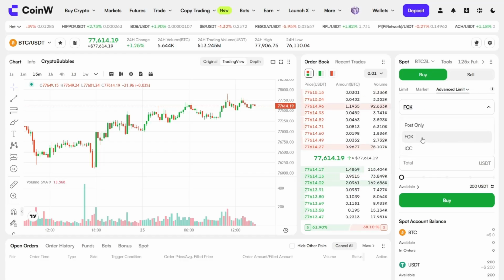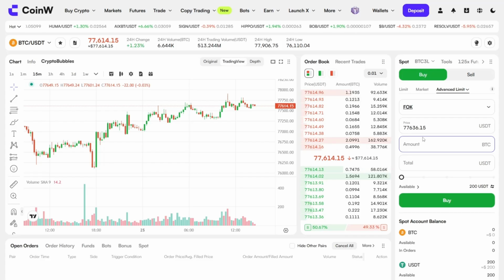FOK, which stands for fill or kill, means the limit order must fill completely right away or it will get canceled. Lastly, IOC, immediate or cancel, means the order will fill whatever amount it can immediately and cancel the rest. For most beginners, you don't really need to use FOK or IOC when you're first starting out. A regular limit order is usually enough.